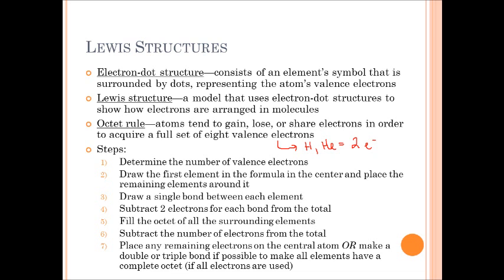So how do we go about figuring out how to draw a Lewis structure? Well, the first thing you need to do is figure out the total number of valence electrons for a particular compound. So all you're going to do is look at your periodic table and count straight across, ignoring the transition metals, and that will give you the number of valence electrons.